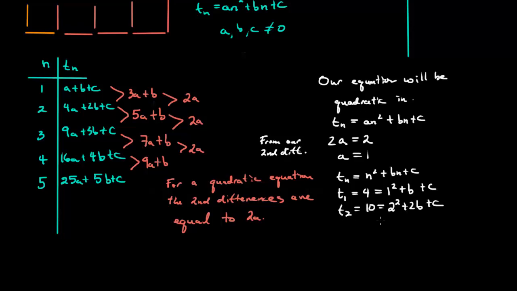Okay, so let's see what happened here. I've got a system of equations. Now if I subtract t sub 2 minus t sub 1, that's going to be equal to 6, which is equal to 4 minus 1, which is 3, plus 2b minus b, which is just b, plus c minus c, which is 0. So I've got that 3 plus b is equal to 6. So thus b should be equal to 3.